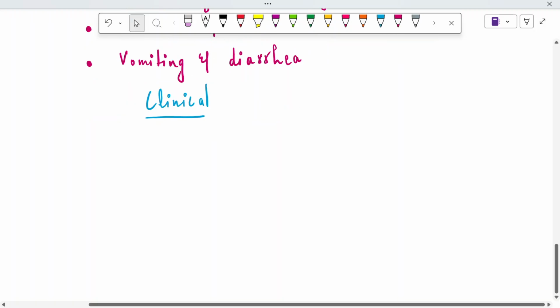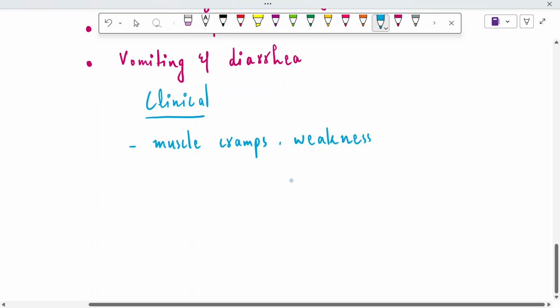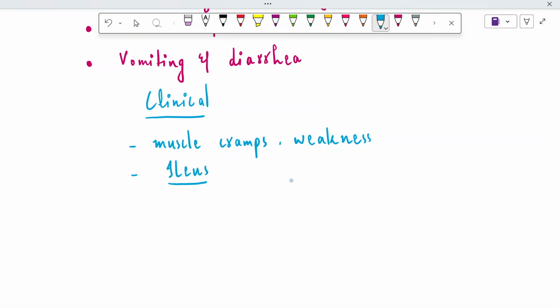The clinical features of hypokalemia can be muscle cramps and muscle weakness. There can be muscle cramps as well as weakness of the muscles, because potassium is involved in muscle contraction and relaxation, right? And the second is ileus. What is ileus? Ileus means that there will be a lack of peristalsis, because peristalsis is ultimately due to muscle contractions. Peristalsis will be inhibited or reduced.